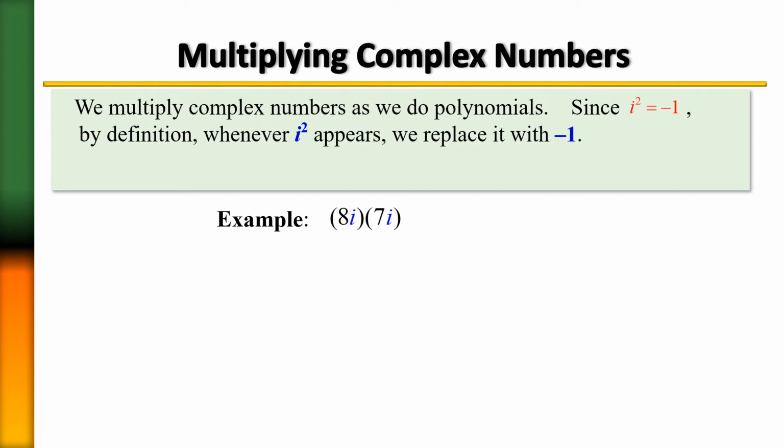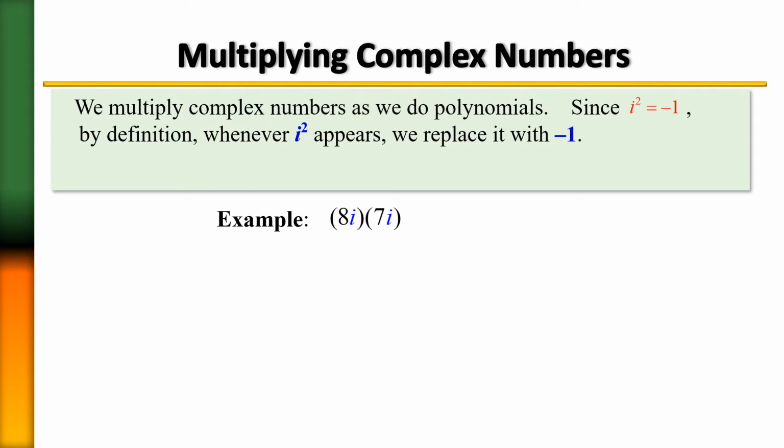We multiply complex numbers the same as we do polynomials. We just have to remember that i squared equals -1 by definition. So whenever you see i squared, replace it with -1. So let's multiply these polynomials.